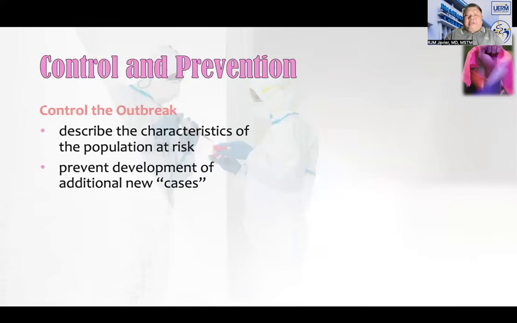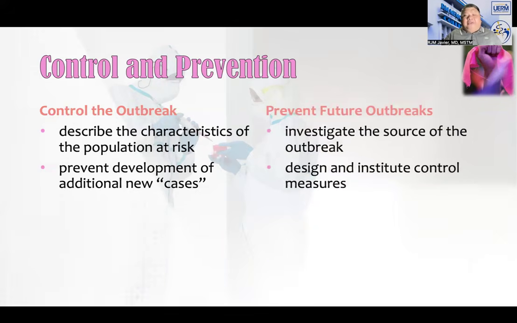When we talk of epidemic control, you want to describe the characteristics of the people who are most likely to be infected or to get that epidemic. So we identify and we characterize the most at risk population. In the same vein, not only do we describe and identify the people who are at risk, but the ultimate goal is to prevent development of additional new cases. On the other end, we have prevention of future outbreaks.